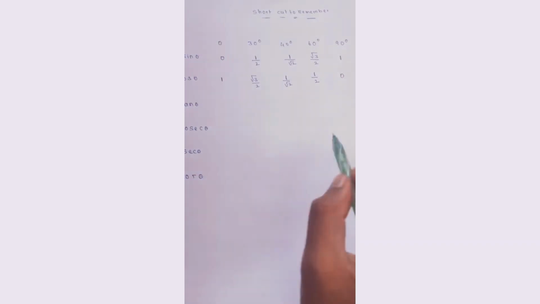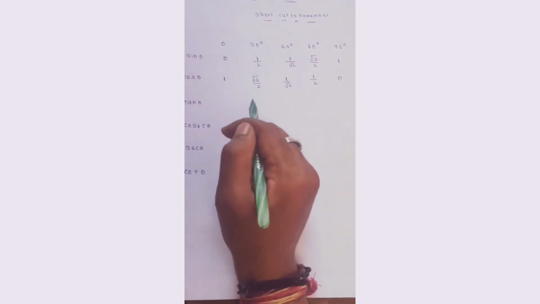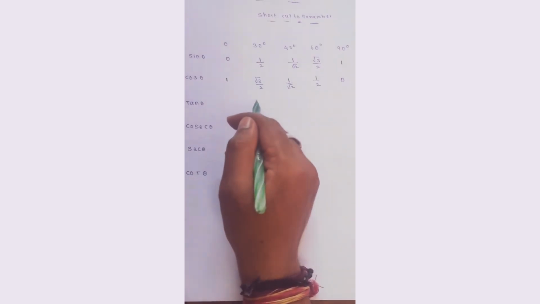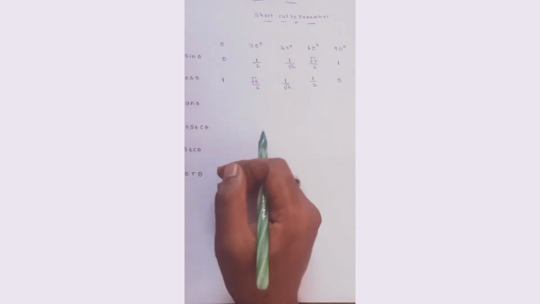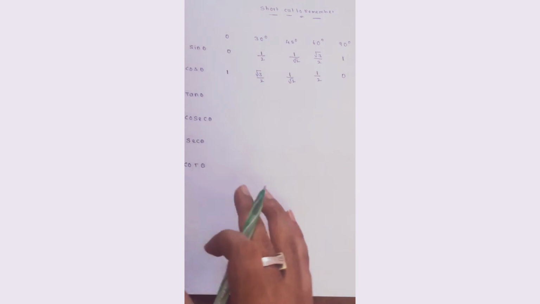I will underline at last. Why? Because I am holding the phone in one hand and speaking directly with the other. I think you can understand my problem. I am only saying it directly, so I will underline at last. So you got sin theta and cos theta.